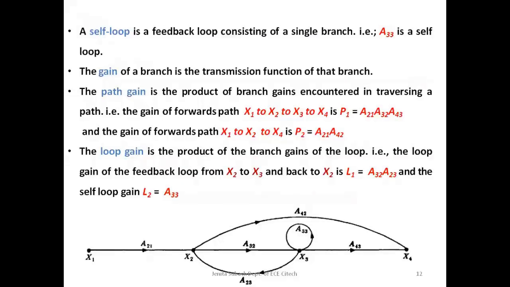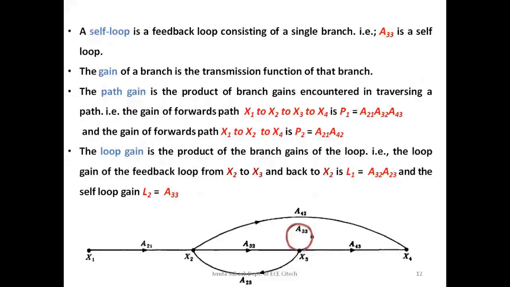A self-loop is a feedback loop consisting of a single branch. That is, in this example, from the node x3, we have a branch which is again reaching back the same node x3, and we can call it a self-loop. That is, A33 is a self-loop.